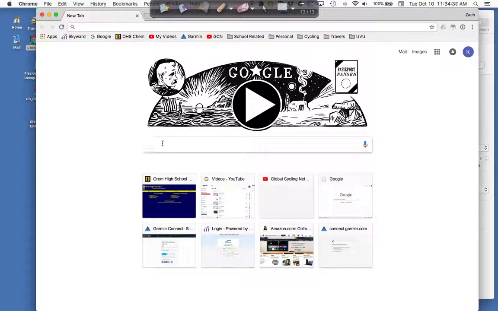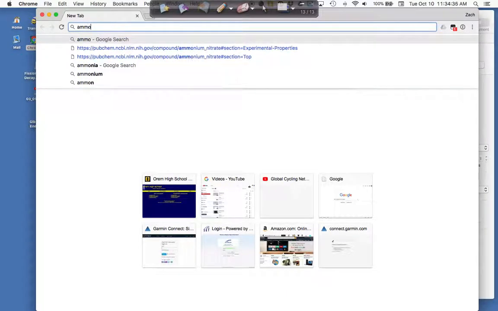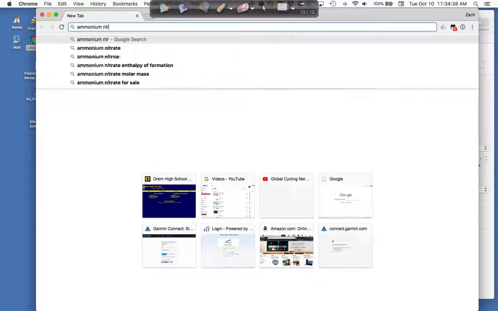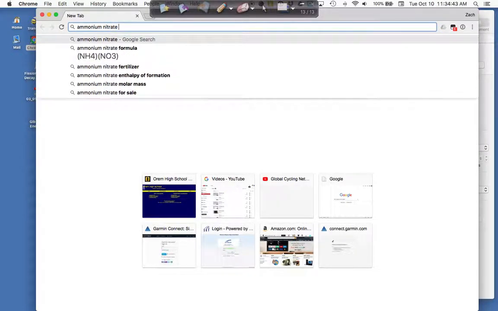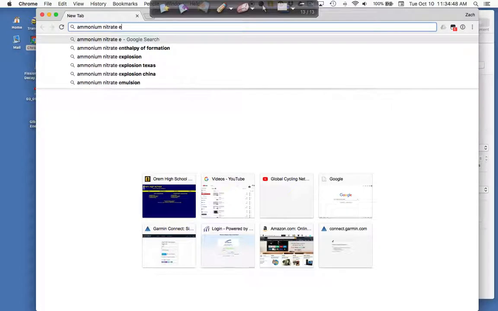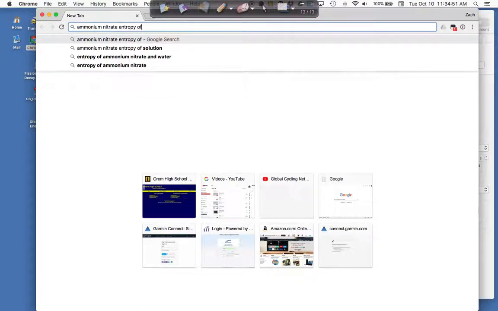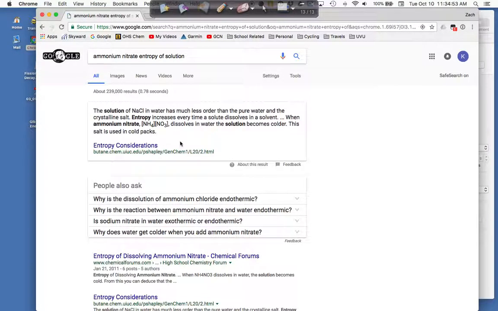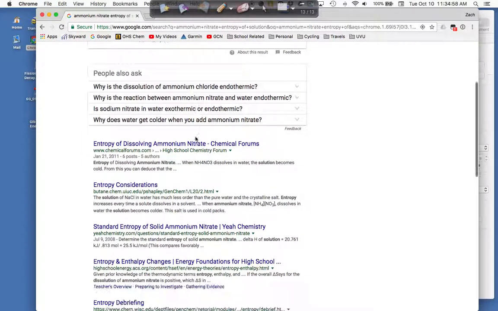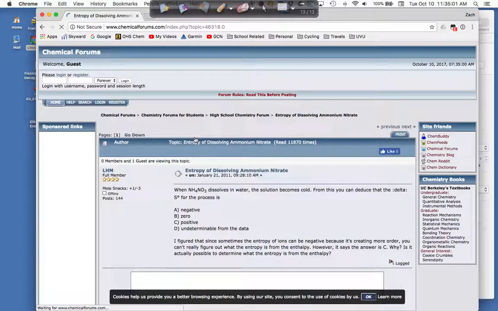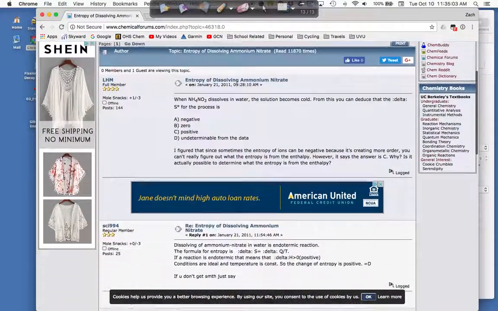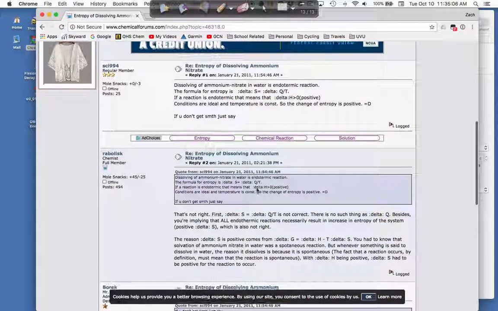So ammonium nitrate, what would be the entropy of solution? See, this is just positive, negative, or zero. We need a number.